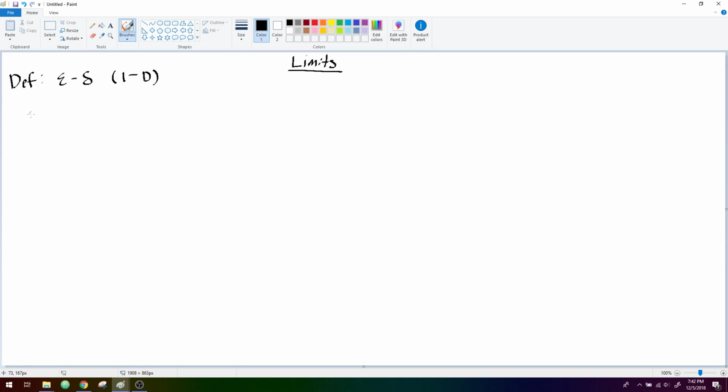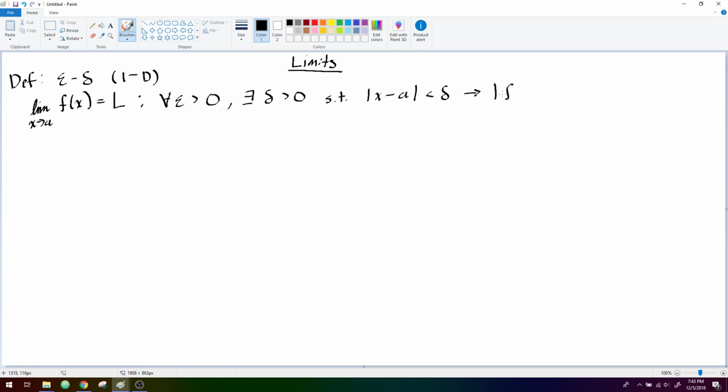output. So what I mean when I say that the limit as x approaches a of some function f of x equals L is that for every real number epsilon you can imagine that's greater than 0, there exists some other real number delta which is greater than 0, such that if you guarantee to me that x is within delta of a, then you have also guaranteed to me that f of x is within epsilon of L.